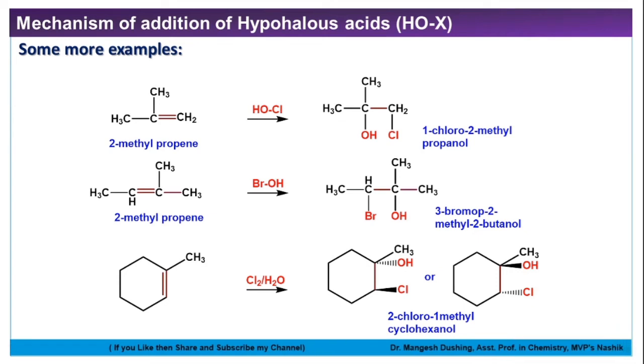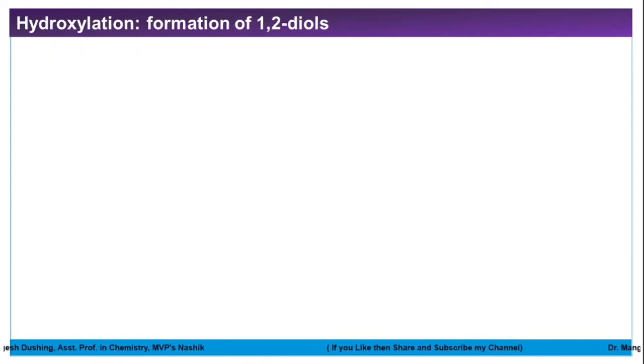That is 2-chloro-1-methyl cyclohexanol. Hydroxyl group and chloro group, that is halogen group, are anti to each other. Their stereochemistry is opposite. So there are two products possible, both are enantiomers of each other. Now friends, we will see the next reaction, that is hydroxylation reaction.